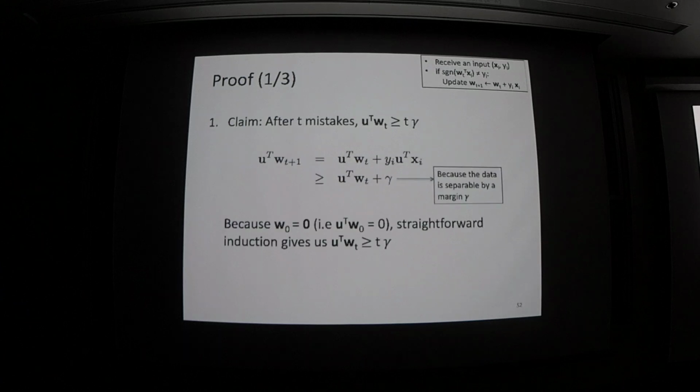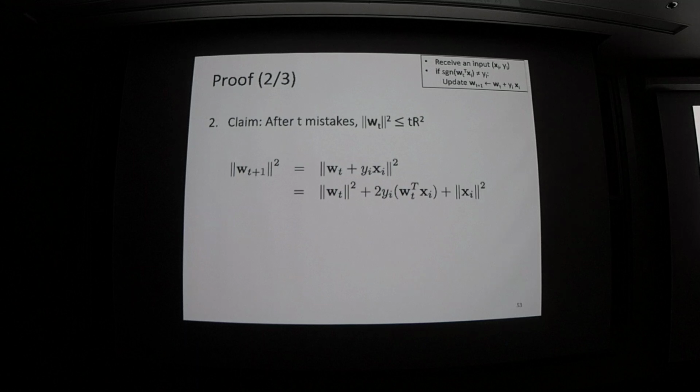Okay. So now we finished the proof for the first claim. Right? So we're gonna prove the second claim. The second claim is that after any arbitrary number of mistakes, like t mistakes, we can show that the square norm of the current weight vector is upper bounded by t times r squared. So remember, r is the maximum length of the input vectors, right? So how can we arrive at this point?